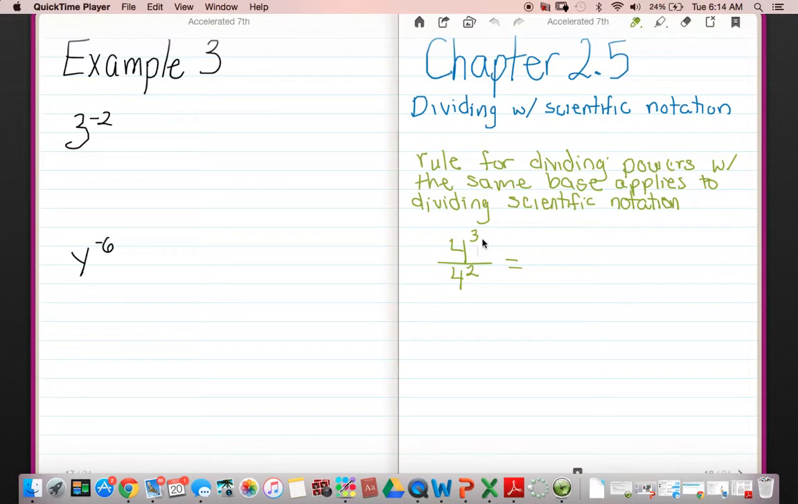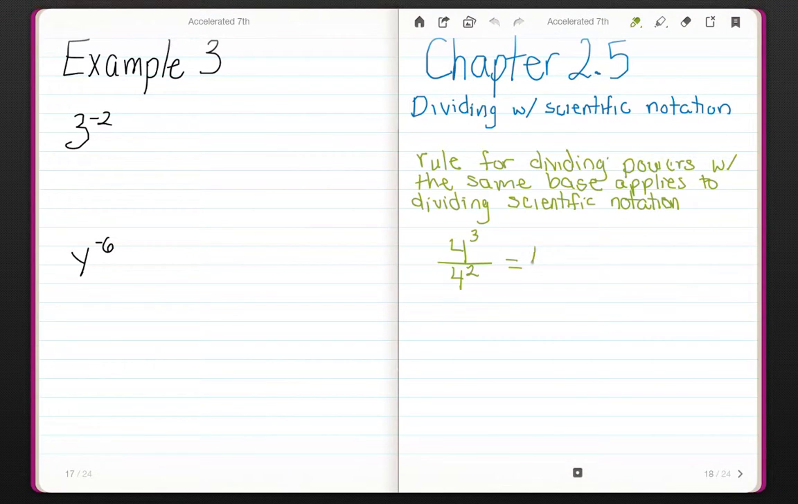So here I have 4 to the third divided by 4 to the second. When dividing with powers of the same base, you keep the base and you subtract the exponents. So this would be 4 to the third minus 2, or 4 to the first power. If I was to simplify that all the way down, my answer would just then be 4. So we're going to apply this to dividing with scientific notation.